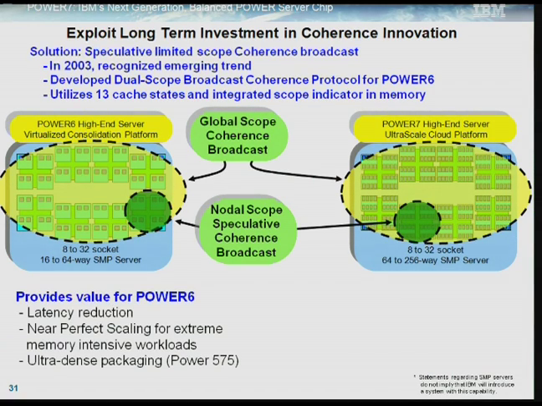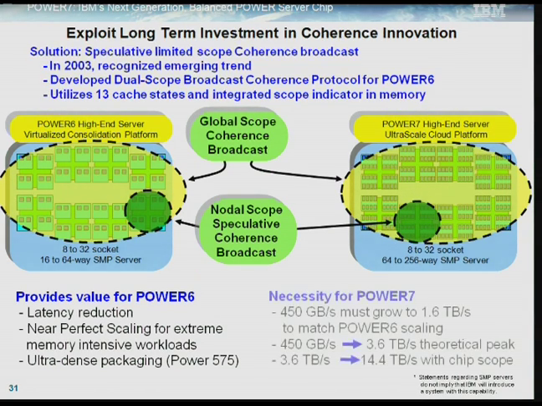So this provided a lot of value for Power 6. You might have heard one of my colleagues, Jeff Stuecheli, was here a few years back, and he talked about it. It reduces latency, gives us near perfect scaling for memory-intensive workloads, and enabled some ultra-dense packaging. Our 575 compute cluster system really exploits this capability. But for Power 7, this is just an absolute necessity.